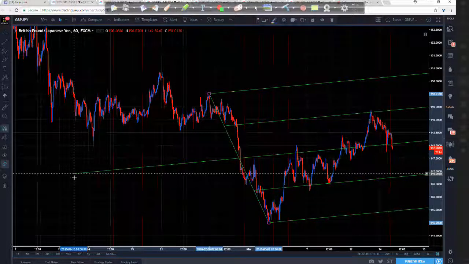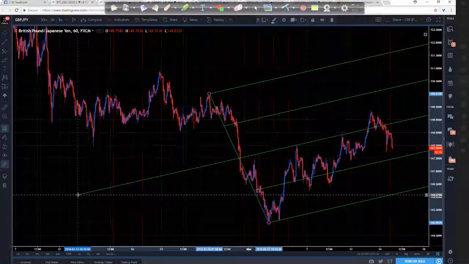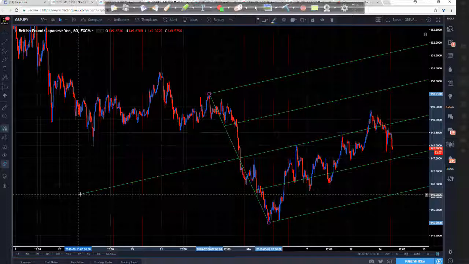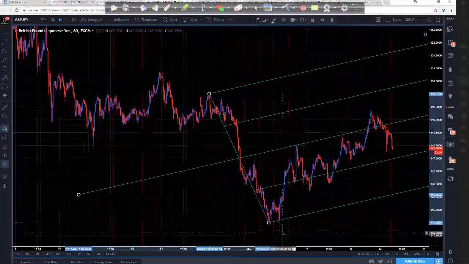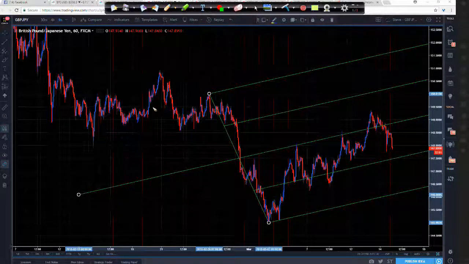So we have a couple options here. The most logical is to take it to a touch at the median. And I like that because there's so much going on here, it's not even funny. But this is probably a 1-2 move.